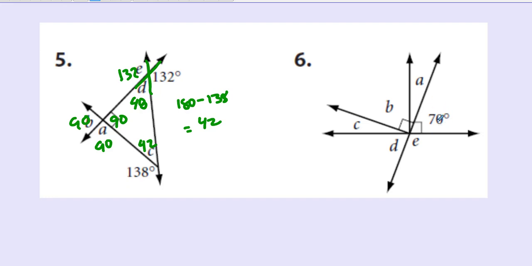Over here, these angles have to add up to 90. That means A must be a 20. This 70 is a vertical angle with D, so D must be a 70. Altogether, D and E have to be 180. E must be 120. Let's see what else we got.